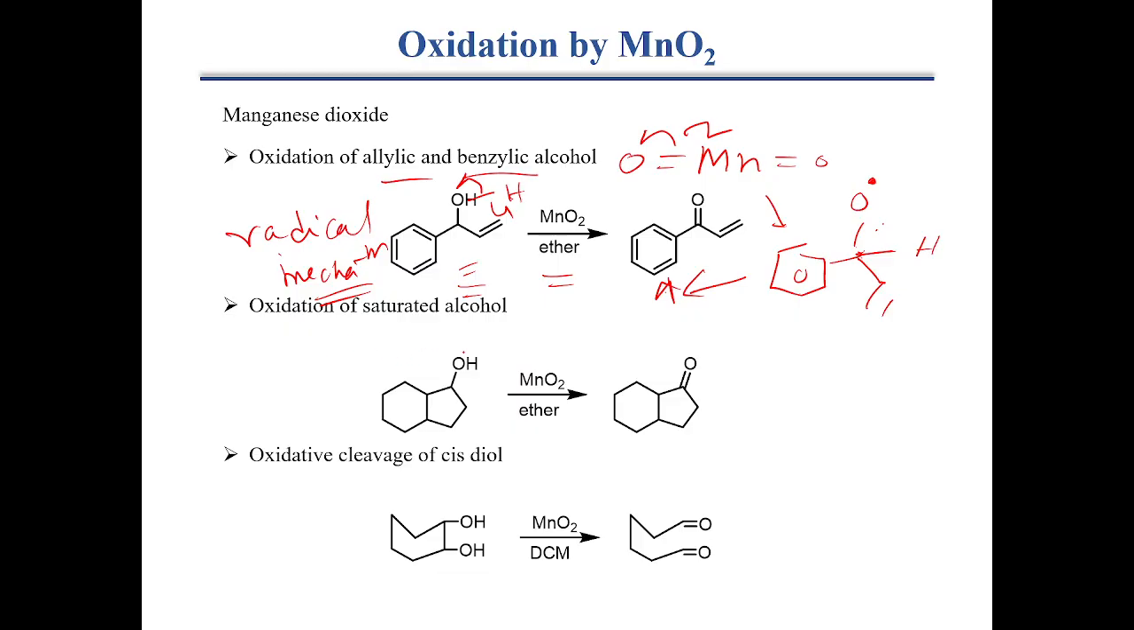It also oxidizes saturated alcohol. This is a saturated alcohol, so there is no double bond here. It is further oxidized to ketone in the presence of MnO2. Another reaction is the oxidative cleavage of cis diol. This is a cis diol, with both alcohols in the same plane or same direction, wedge bond and dotted bond. It is also cleaved to ketone in the presence of MnO2.